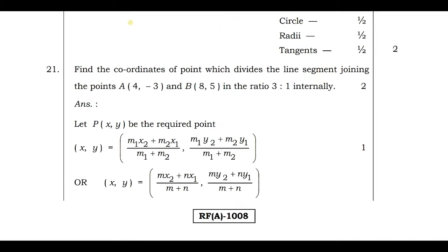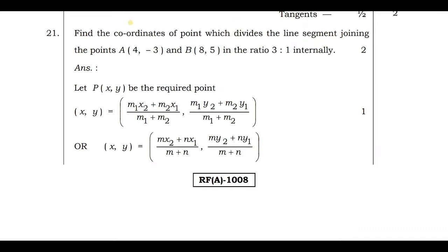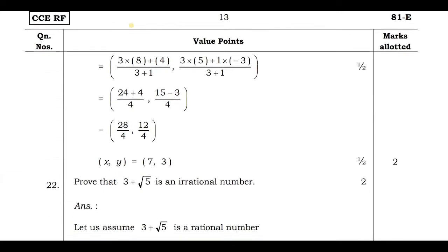Now question number 21. Find the coordinates of the point that divides the line segment joining the points (4, minus 3), that is x1, y1, and (8, 5), that is x2, y2, in the ratio 3:1, that is m is to n. x1 is 4, y1 is minus 3, x2 is 8, y2 is 5, m is 3, n is 1. Now we know the section formula, P of x, y equals (mx2 plus nx1) divided by (m plus n), (my2 plus ny1) divided by (m plus n). After substituting the values and simplifying, we get the coordinates P of x, y as (7, 3).